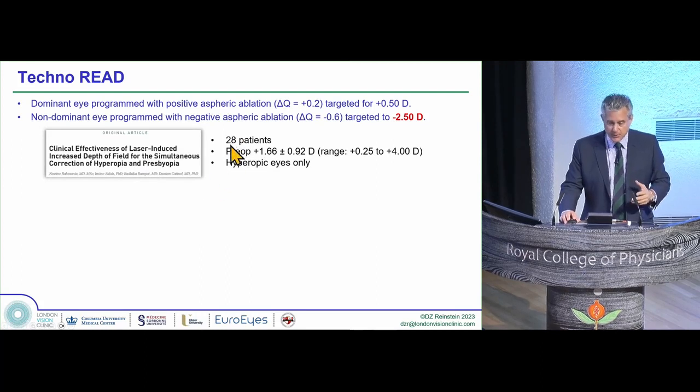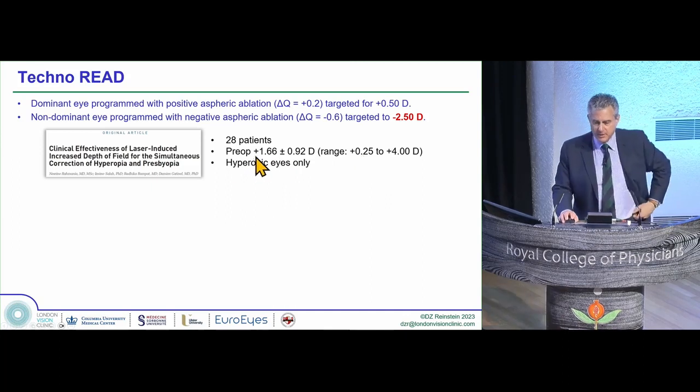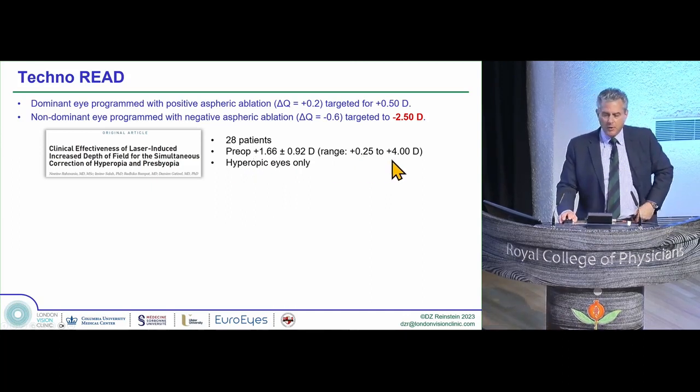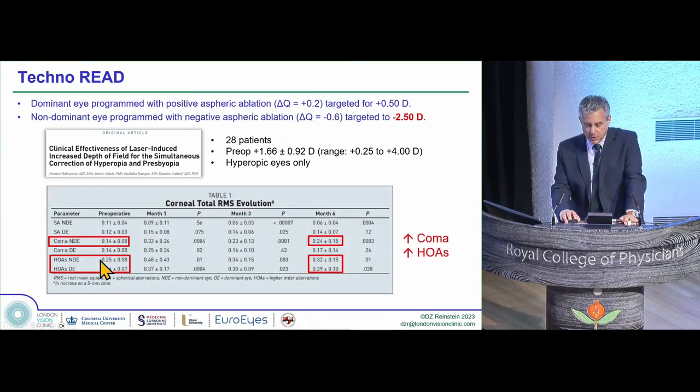It was a minuscule study of 28 patients, and it was only hyperopes, and it was only up to +4. And obviously the mean was about +166. So there must have been 1 or 2 eyes up there. Most of them must have been in this region of +2. Only hyperopia, and these are the results.